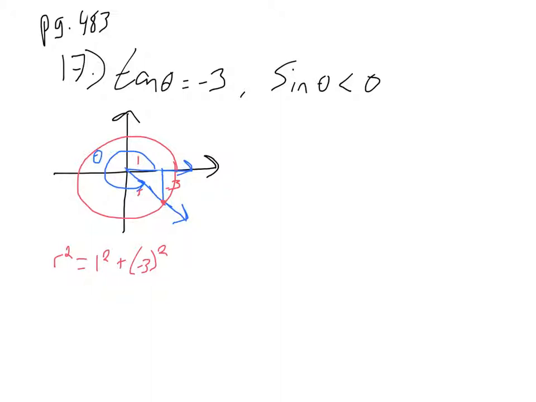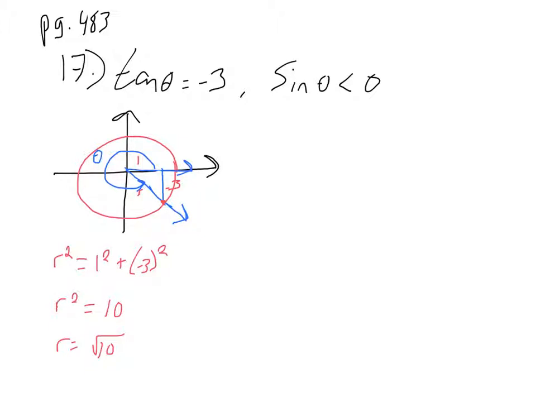And so if we solve this, we get that r squared is equal to 10. So r is equal to the square root of 10. So we have all the things we need to find sine, cosine, tangent.